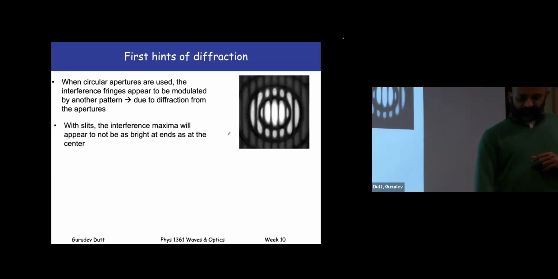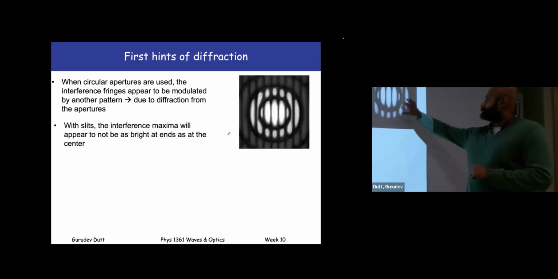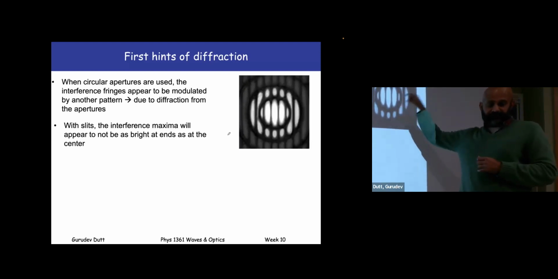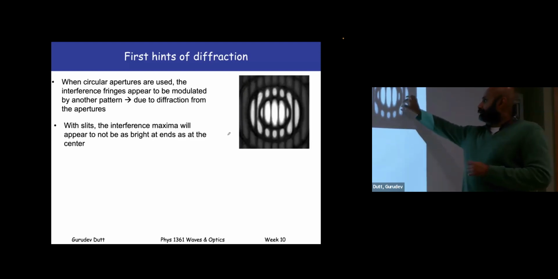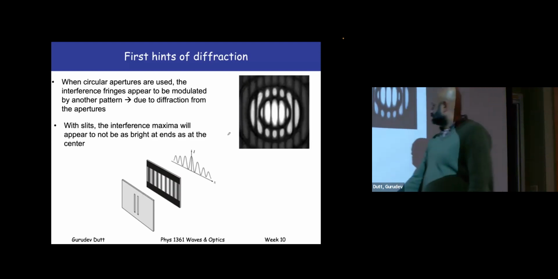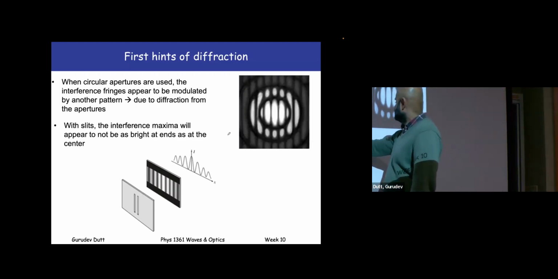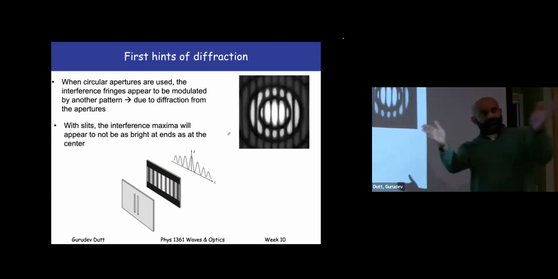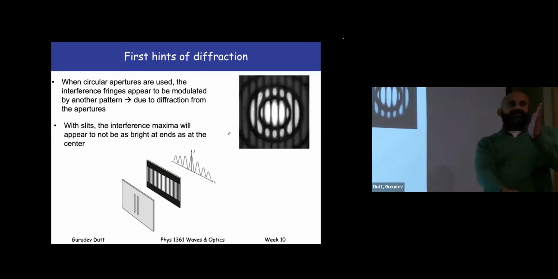Okay, I showed this for circular apertures because that Veritasium video that I played for you, they were using little holes, or at least in Young's double slit, they were using holes. Whereas if you use slits, then the pattern will just not be as bright at the end as it is at the center. Now, a slit will also spread out, but it has more.